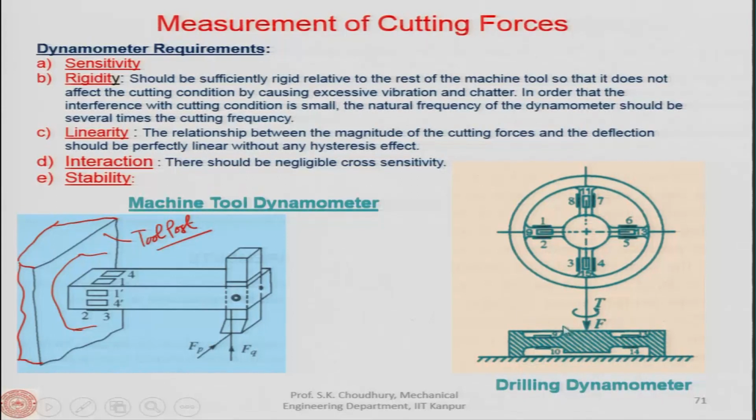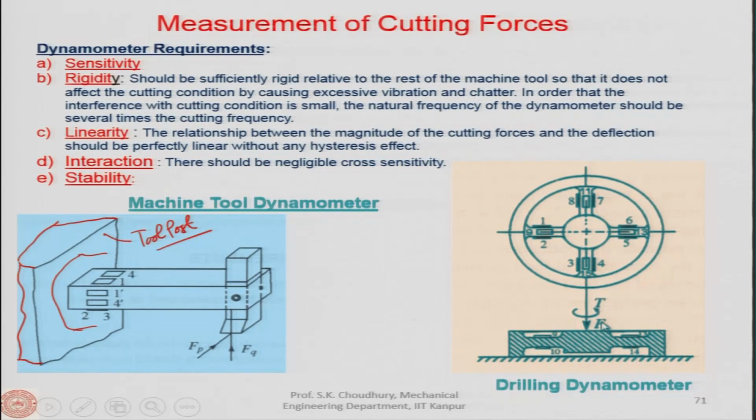Okay. Now, here if you can see, here is the kind of ring type structure that we have seen, and this is the inside view of the dynamometer, which is used for measuring the forces in drilling. Now, coming back to the machine tool dynamometer for turning, these are the forces which are typical for turning. This is the thrust force and this is the cutting force. Cutting force and the thrust force.